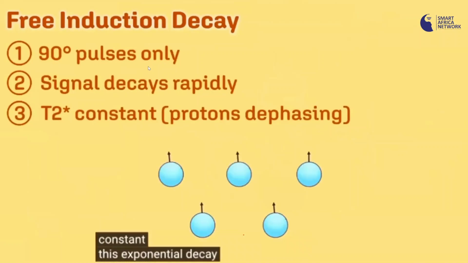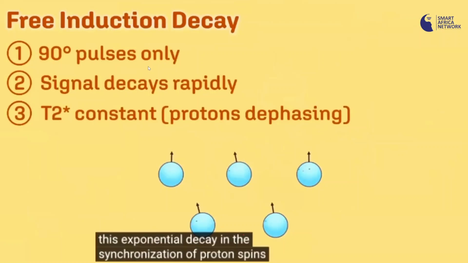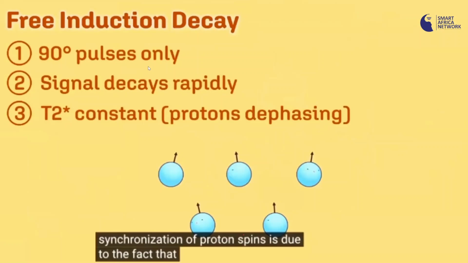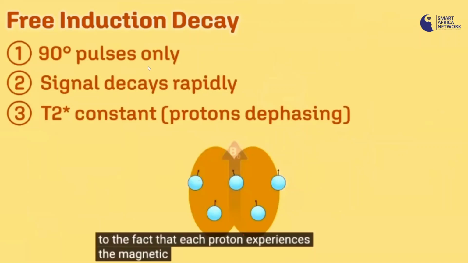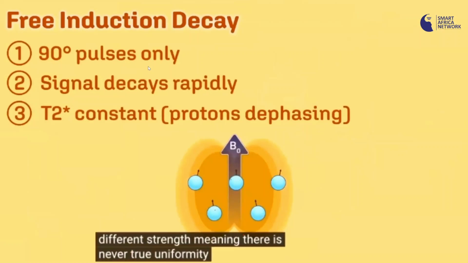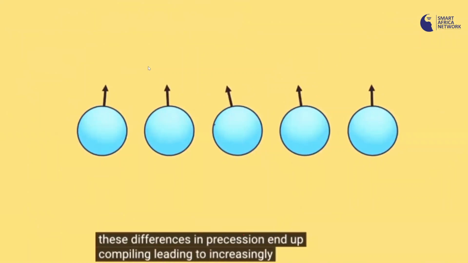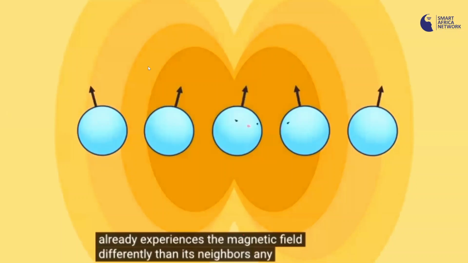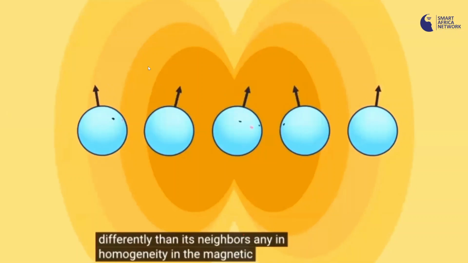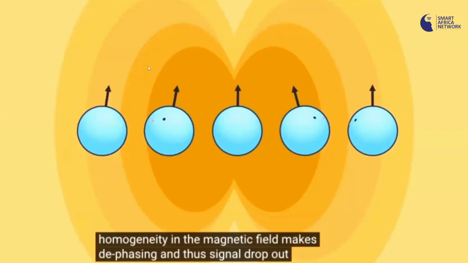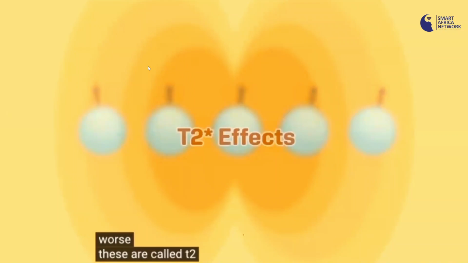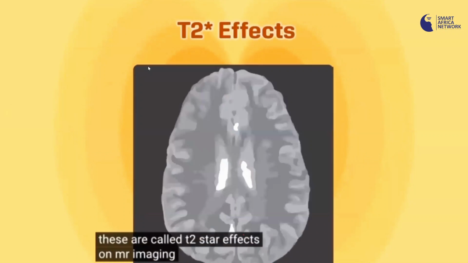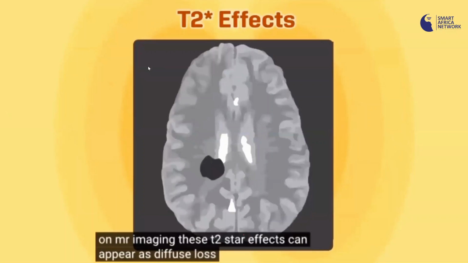Number 3, the dephasing of protons occurs at a speed known as the T2 star constant. This exponential decay in the synchronization of proton spins is due to the fact that each proton experiences the magnetic field at a slightly different strength, meaning there is never true uniformity in precession. These differences in precession end up compiling, leading to increasingly asynchronous spins. Because each proton already experiences the magnetic field differently than its neighbors, any inhomogeneity in the magnetic field makes dephasing, and thus signal dropout, even worse. These are called T2 star effects.